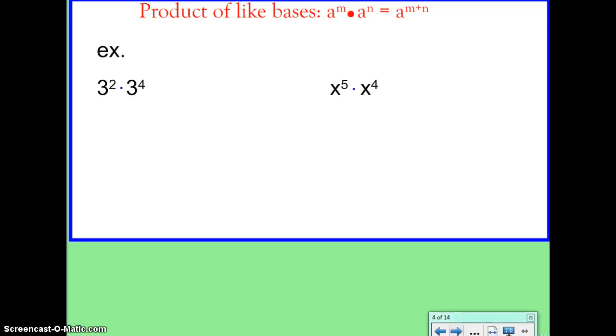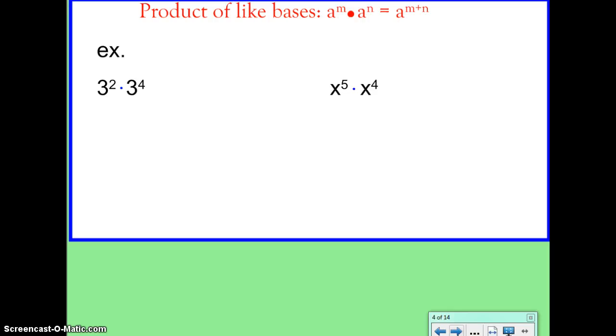Here's our first rule, the product of like bases. So this is basically saying if I have a base, remember the base is the thing that repeats. It can be a letter, it can be a number. It's the thing that has the exponent. If the bases are the same, I can add the exponents. So we're going to work through these examples to make sure you understand.